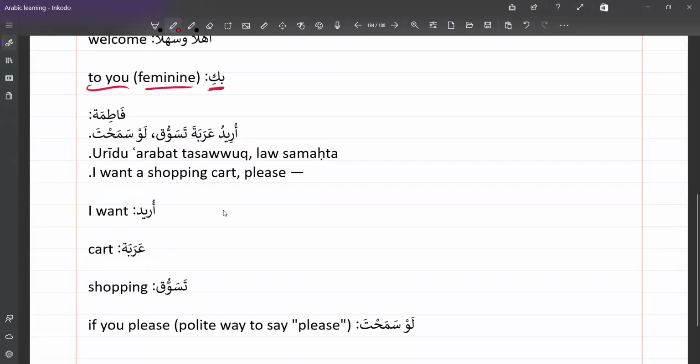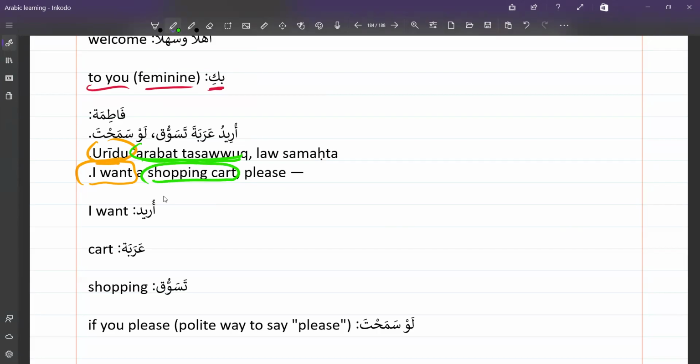Then Fatima says, Uridu arabata tasabbuq. We have done this word Uridu. It's a very important word in conversation. Uridu means I want. And this whole phrase, Uridu arabata tasabbuq, means I want a shopping cart.